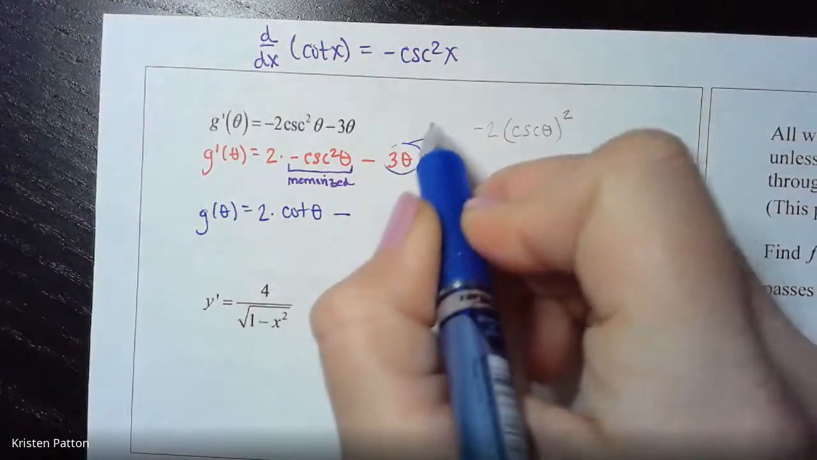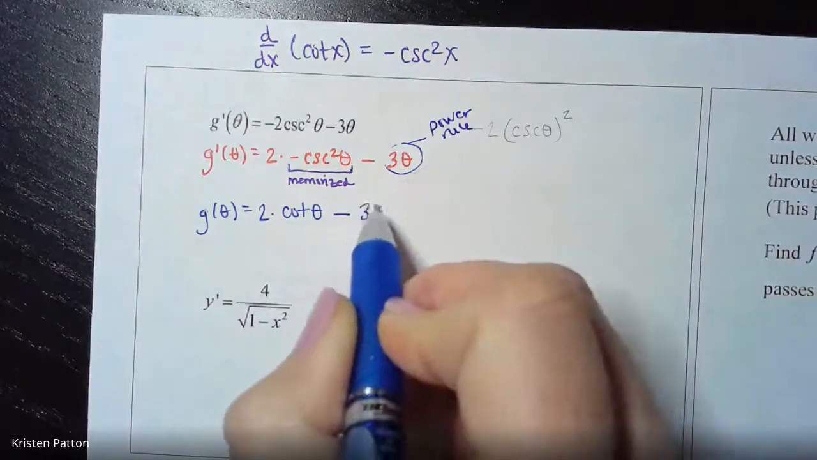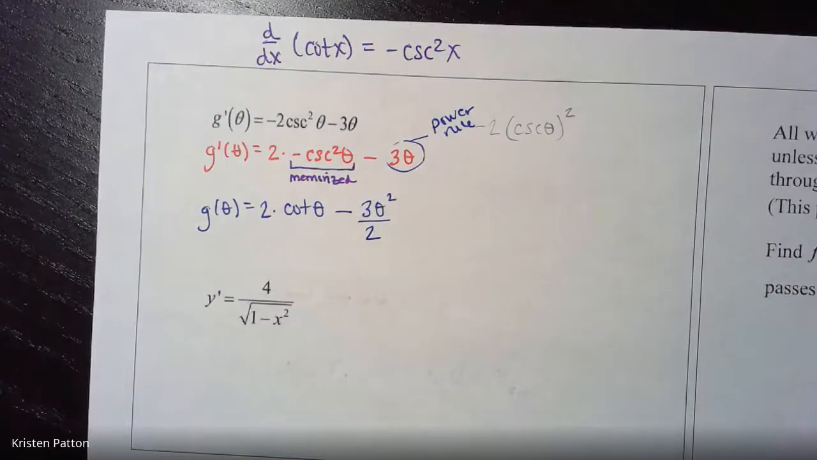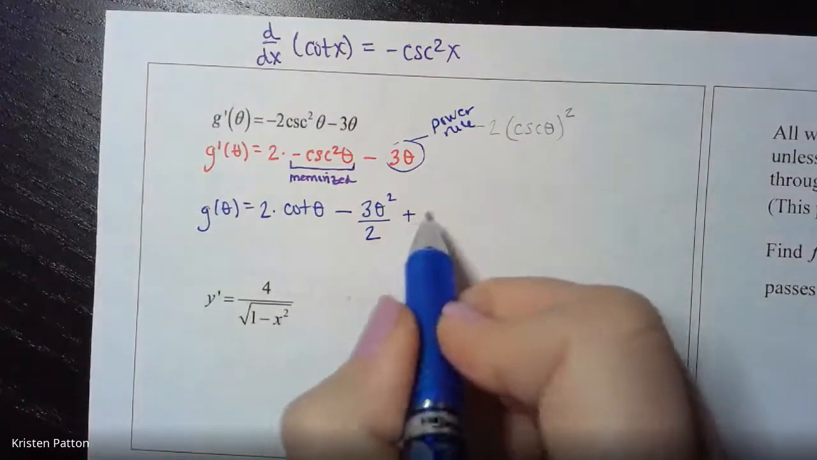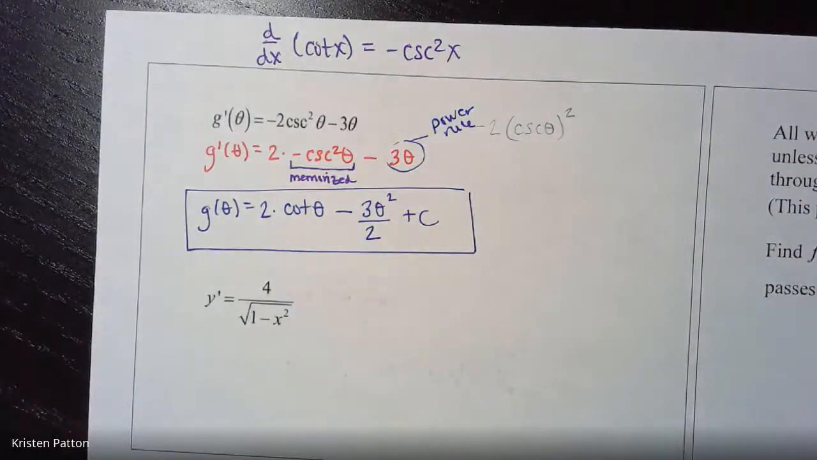And then we'll use the power rule on this second piece, right? There's no trig there. So we'll add 1 to that exponent. So I have 3 theta squared, and then divide by 2. That's what makes that one, I think, a little tricky.